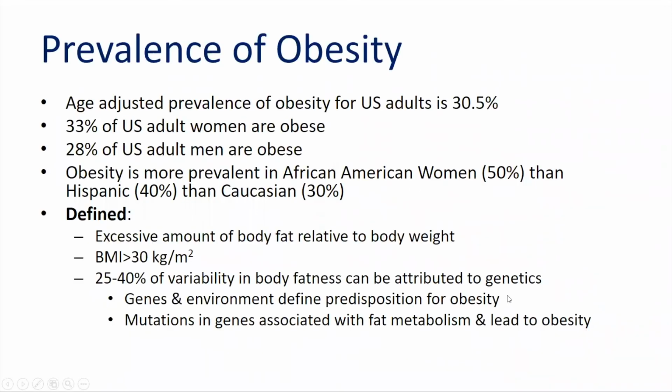So the data that I just showed you was based upon BMI, or body mass index. And using this data, we know that 33% of US adult women are obese and 28% of US adult men are obese. Obesity is more prevalent in African American women than Hispanic and Caucasian women. So 25 to 40% of the variability in body fatness is attributed to genetics. This still leaves a great deal, 75%, to be determined by the environment.